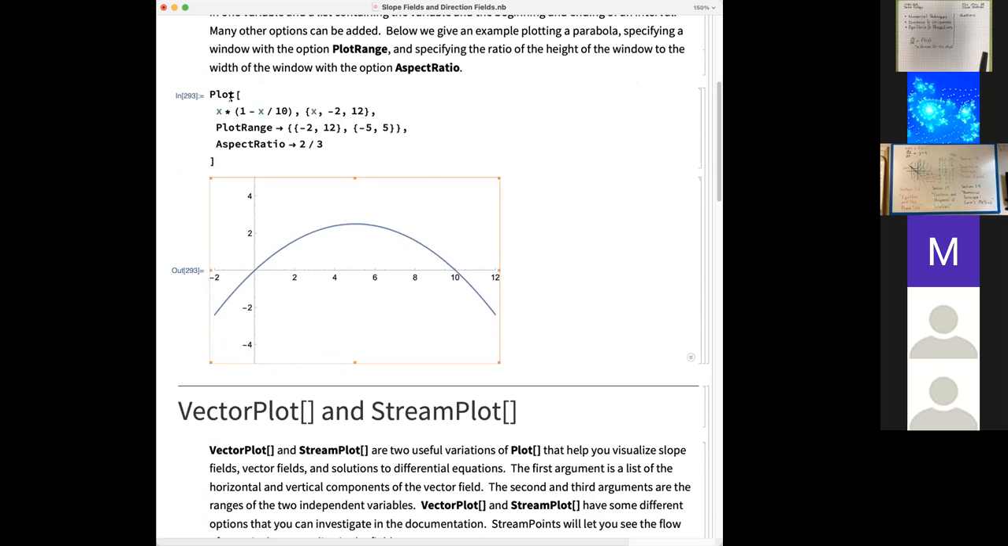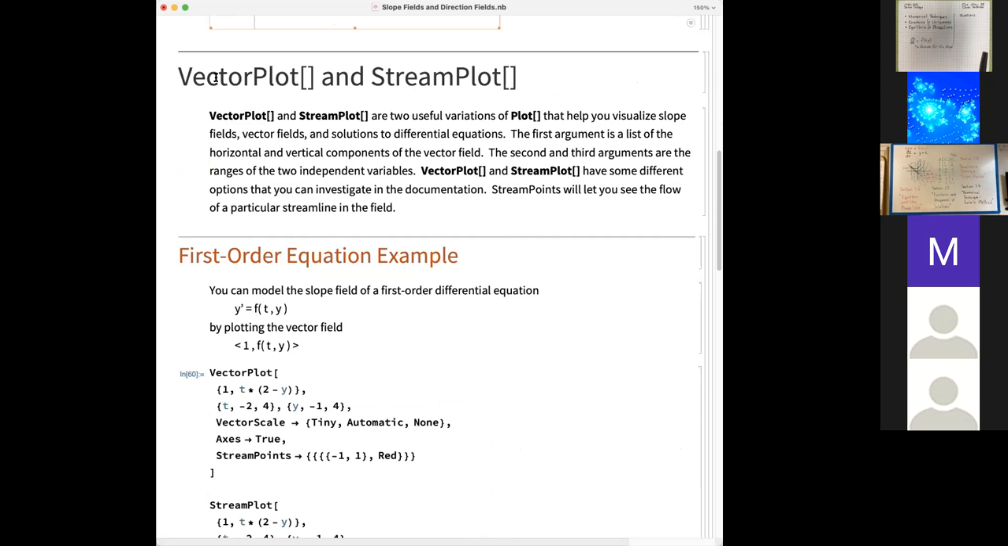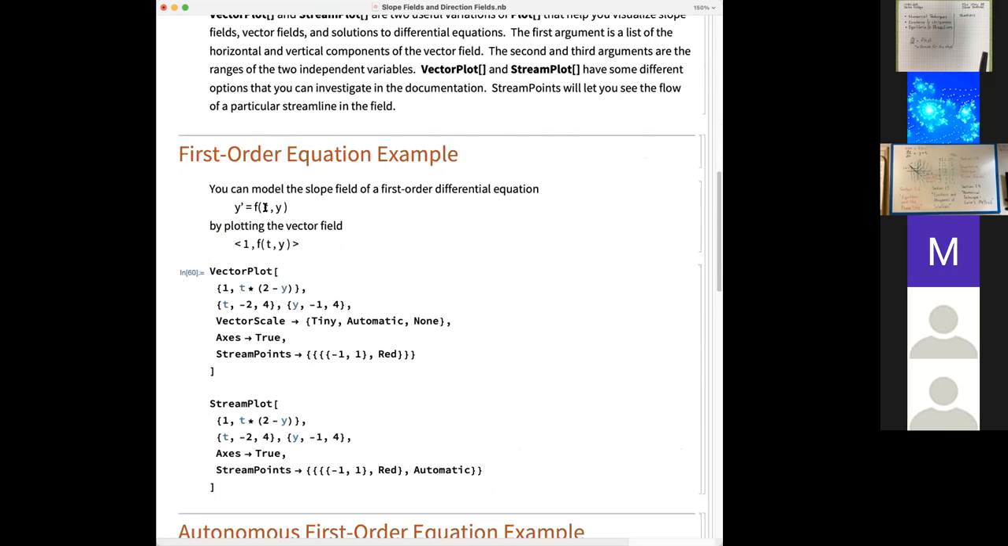Okay, so this is how you talk to Mathematica. You issue it commands. Let's issue another command. There's other kinds of plotting, vector plotting, stream plotting, a little bit like the words I just used to draw that picture. So I could think of a first order differential equation and plot the vector field created by that equation. It looks a lot like the Plot command.